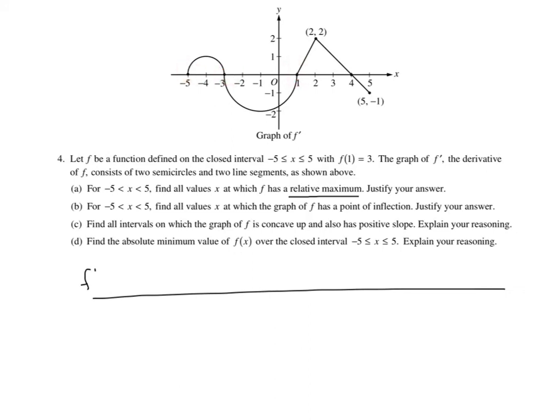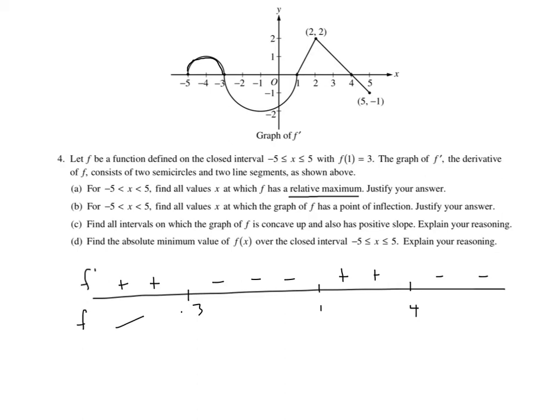Negative 3, positive 1, and positive 4 are going to be my critical points. So let's see what we got cooking here. Anytime the first derivative is above the x-axis, we would call those positive values. And then we have a bunch of negatives. And then from 1 to 4, we're positive again. And from 4 to 5, we got a couple of negatives.